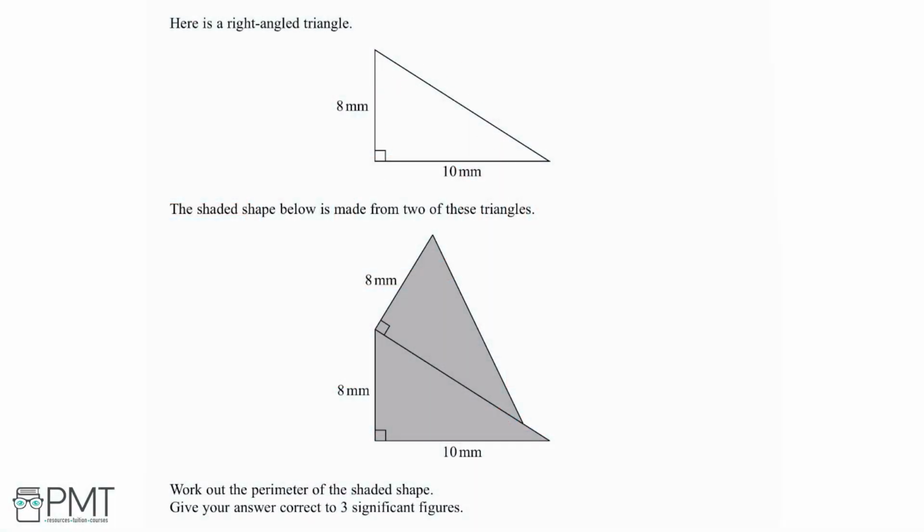Here is a right angle triangle. The shape below is made up from 2 of these triangles, and our task is to work out the perimeter of the shaded shape, giving our answer to 3 significant figures. So what I can see here is I've got a right angle triangle and I know 2 of the sides. This means I can use Pythagoras' theorem to work out the missing side.